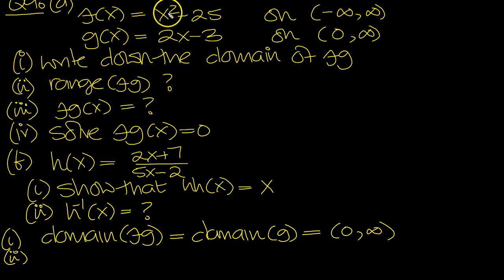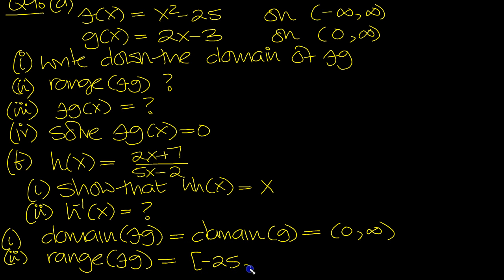So minus 3 to infinity encompasses 0 to infinity, and 0 to infinity is half of this quadratic curve. So as x varies from 0 to infinity, this will vary from minus 25 to infinity. So I reckon the range of f of g, just by looking at it here, will be from minus 25 to infinity, because 0 is included in this value.